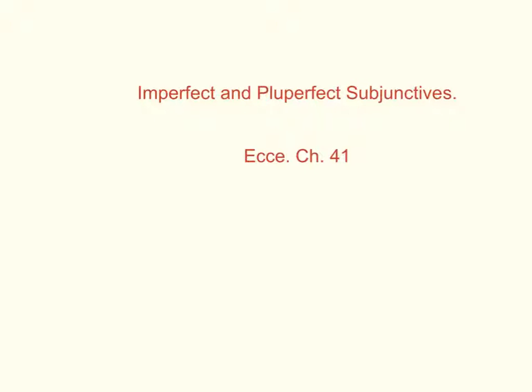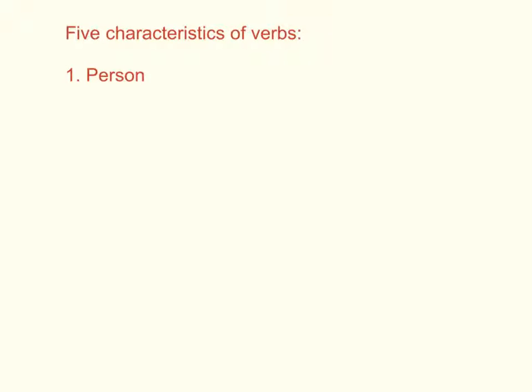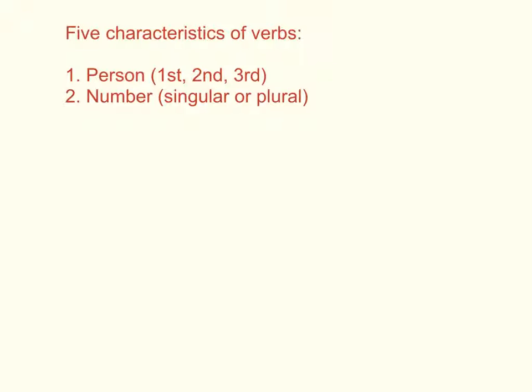This is a short video about the imperfect and pluperfect subjunctives, the grammar found in Ecce chapter 41. Before we dive right into what the subjunctive looks like and how to translate it, let's talk about the 5 characteristics of verbs. The first characteristic that we know is the person. For example, first person, second person, or third person.